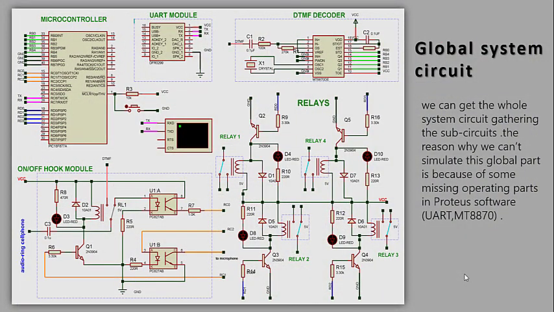Now we can get the whole system circuit by gathering the sub-circuits. The reason why we cannot simulate this global part is because of some missing operating parts in Proteus software.